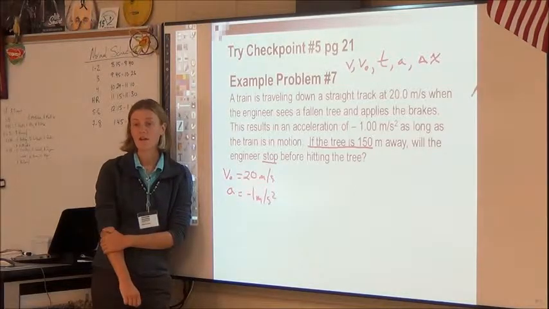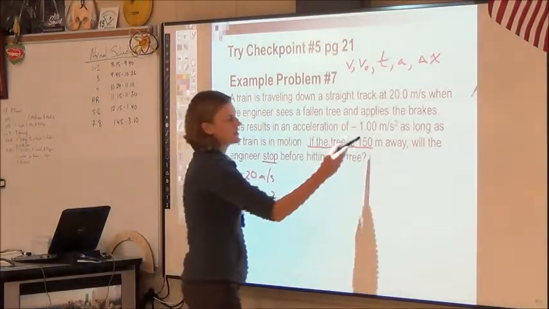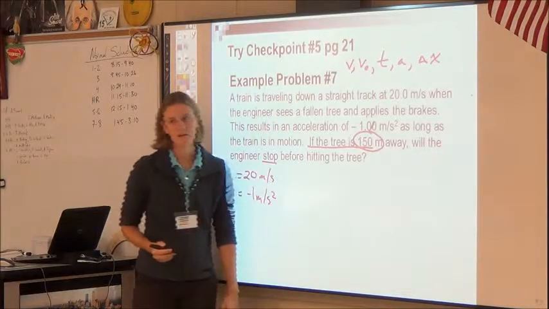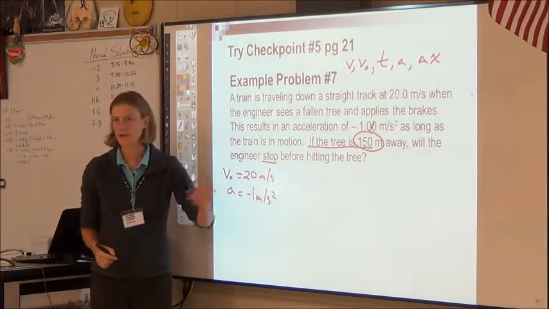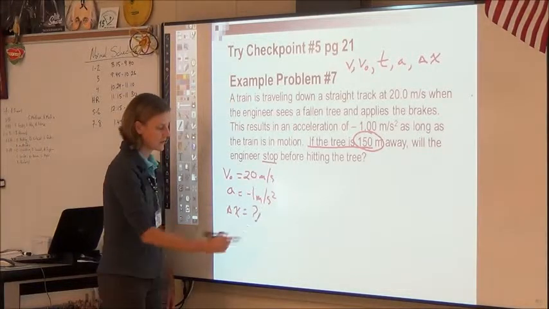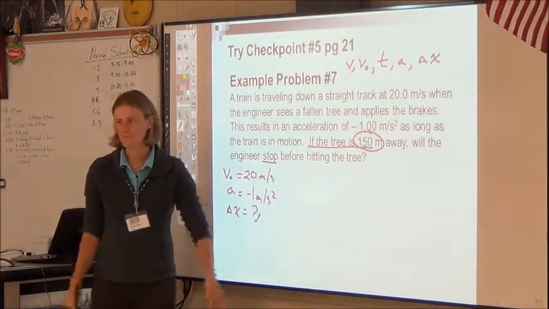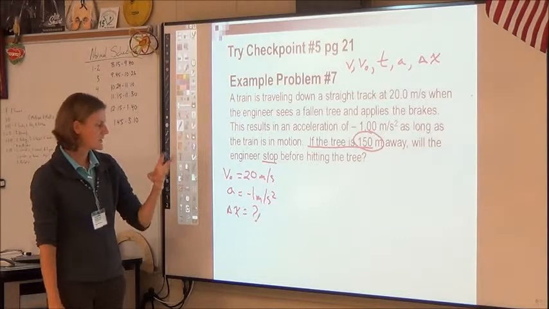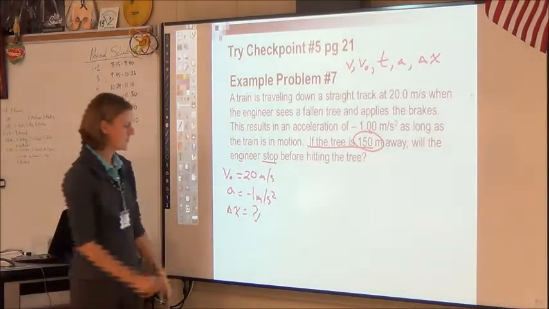Okay, good. They give you a displacement, but this isn't really of the train. That's just where the tree is. So if we solve for the train's displacement, that's our question. We'll just compare it to 150 and see. But I always need 3 variables to use the kinematic.